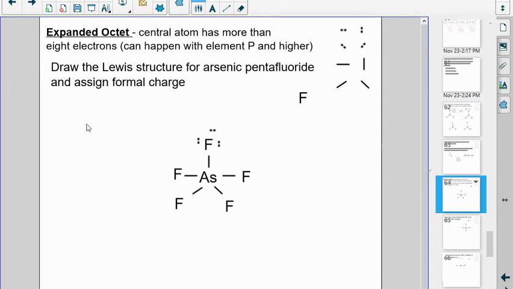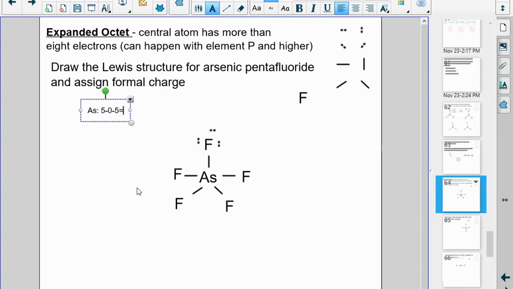And when I do formal charge, my arsenic in the middle, 5 valence electrons, minus 0 lone, minus 5 bonds, 0. Each fluorine, 7 minus 6 minus 1, also 0.